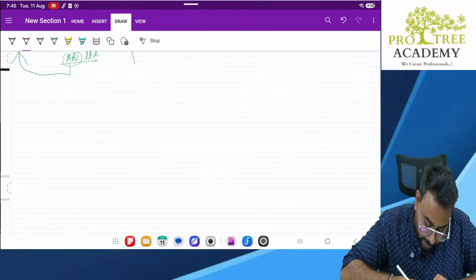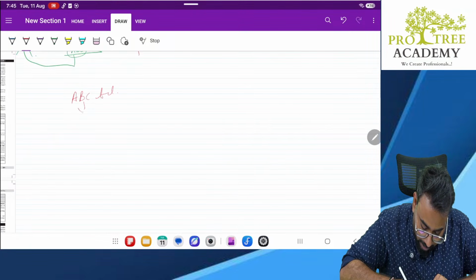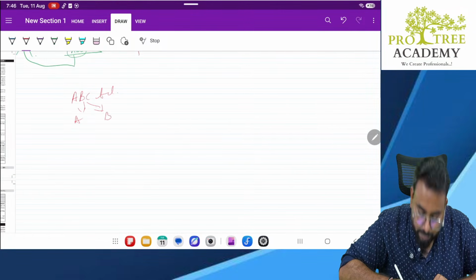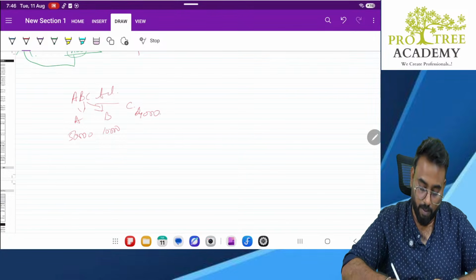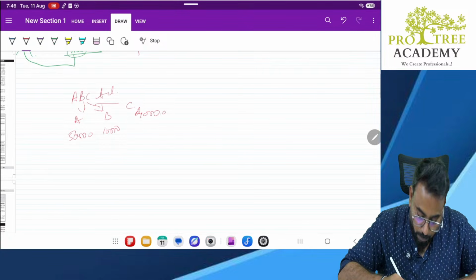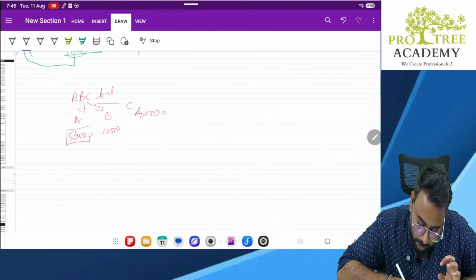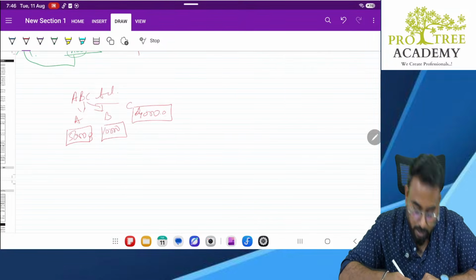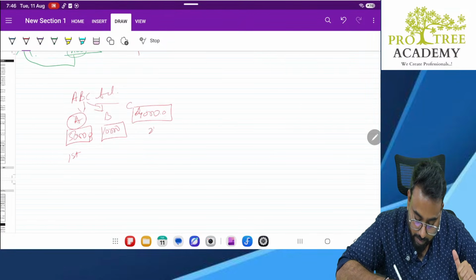Correct? In the same way, say for example, ABC Limited is a company. There are three partners, A, B, C. A is having 50,000 shares, B is having 10,000 shares, C is having, suppose, 40,000 shares. Now, my question to you, how much money has A invested? Sir, 50,000. How much money C? 40,000. How much money B? 10,000. Now, who has invested extra? A, sir. A has invested the highest, then C, then B.